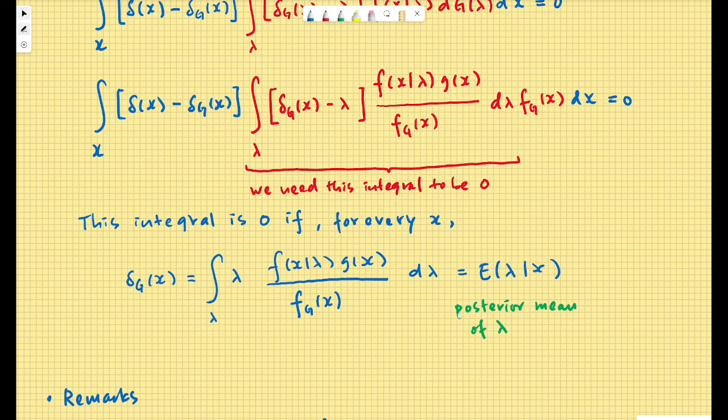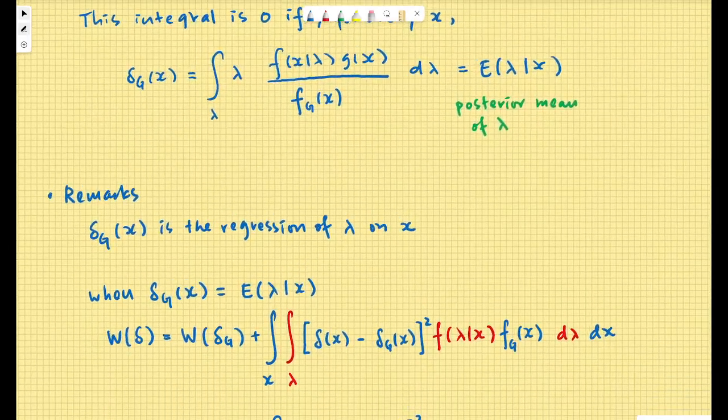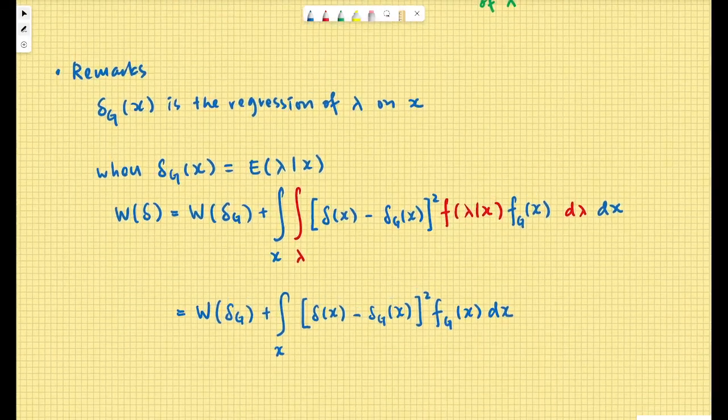So here are the two proofs. And lastly, this video ends with these two remarks. As we show, the point estimate decision is a regression of lambda on x. And also, the second remark is that in the second proof, there is a byproduct. We get a formula for calculating the Bayes risk for any delta. Okay, so this is a byproduct from the second proof.